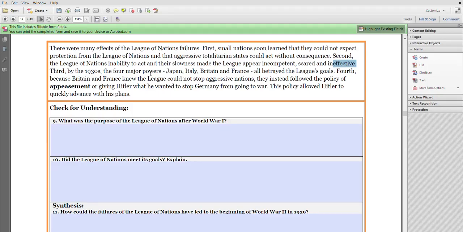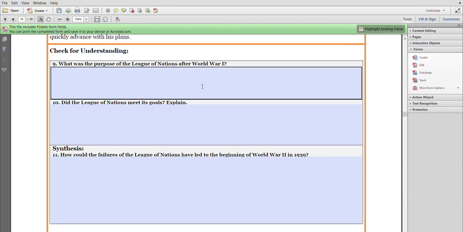Third, by the 1930s, the four major powers, Japan, Italy, Britain, and France, all betrayed the League's goals. Fourth, because Britain and France knew the League could not stop aggressive nations, they instead followed the policy of appeasement, or giving Hitler what he wanted, to stop Germany from going to war. This policy allowed Hitler to quickly advance with his plans.